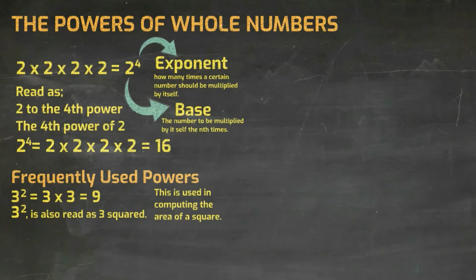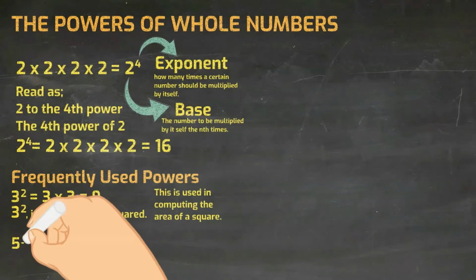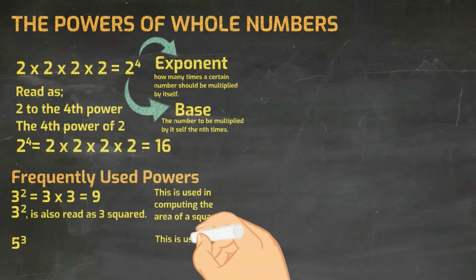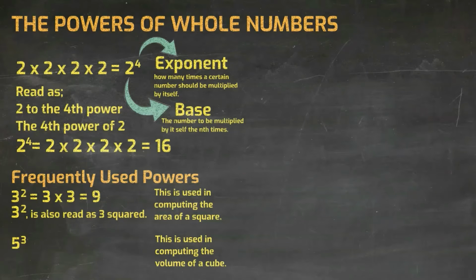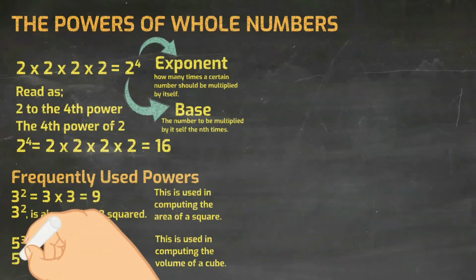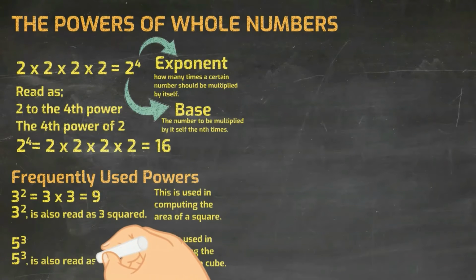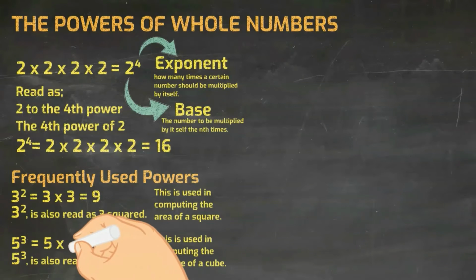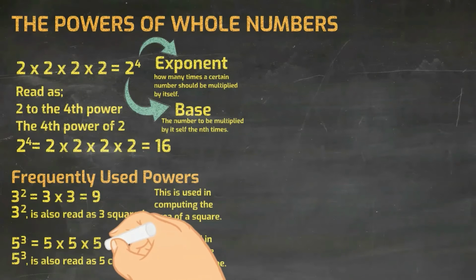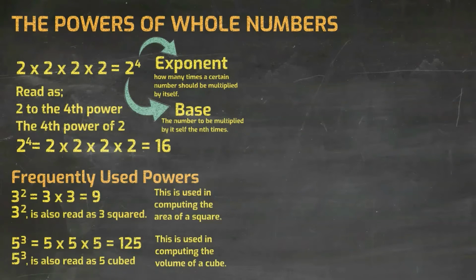Another frequently used power is the 3rd power. The 3rd power is frequently used because it is used in computing the volume of a cube. For example, 5 to the 3rd power describes the volume of a cube with a base length, a base width, and a height of 5 units each. And because it is used to compute the volume of a cube, the expression 5 to the 3rd power can also be read as 5 cubed. If we are to evaluate, 5 cubed is equal to 5 times 5 times 5. And this is equal to 125.